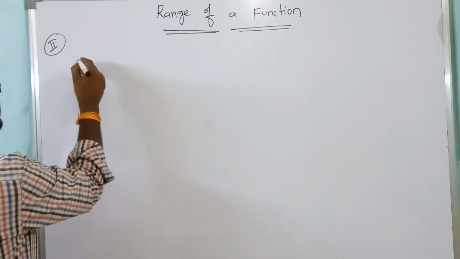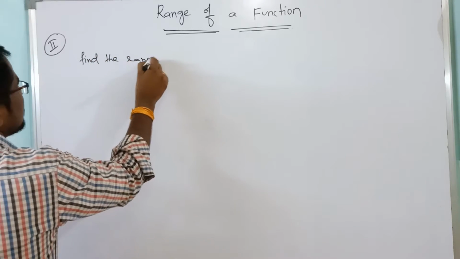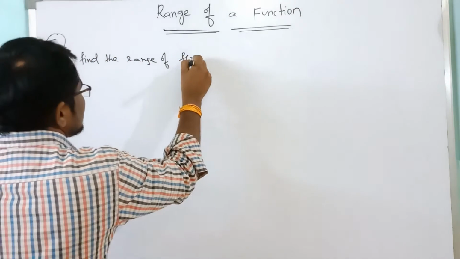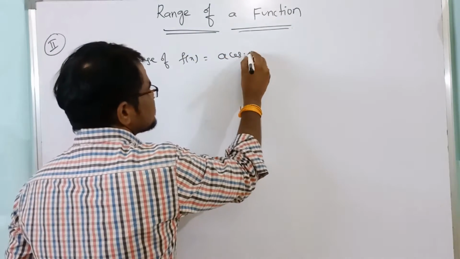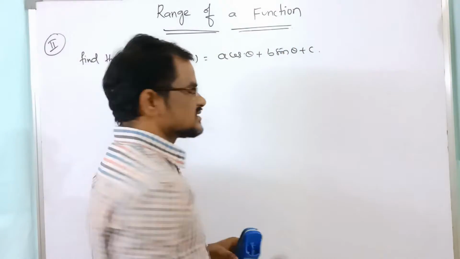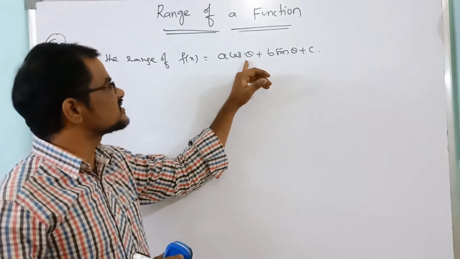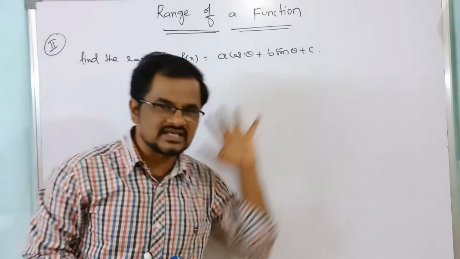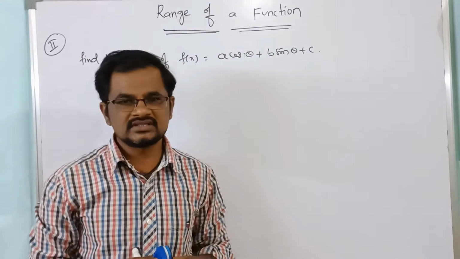Suppose they are asking: find the range of the function f of x equal to a cos theta plus b sin theta plus c. Means if the function is in the form of a cos theta plus b sin theta plus c, then how to find the range of that function, right?